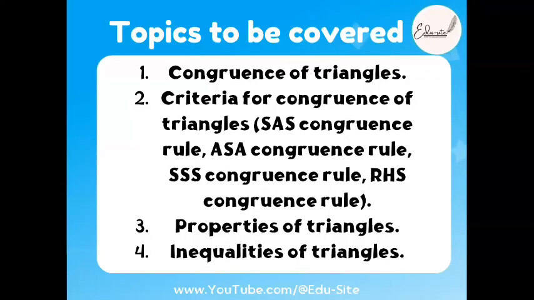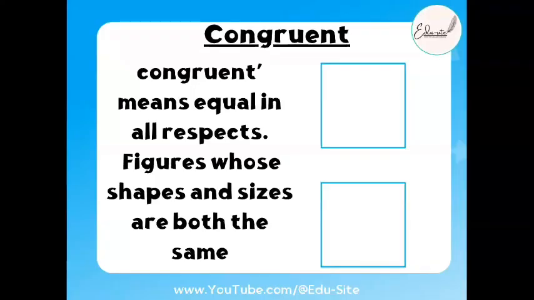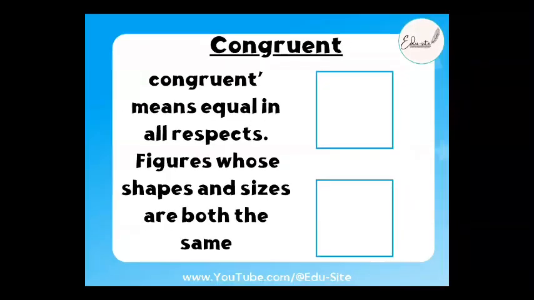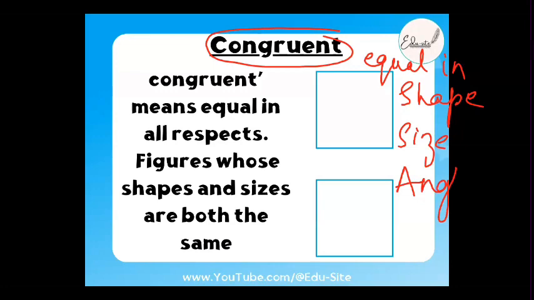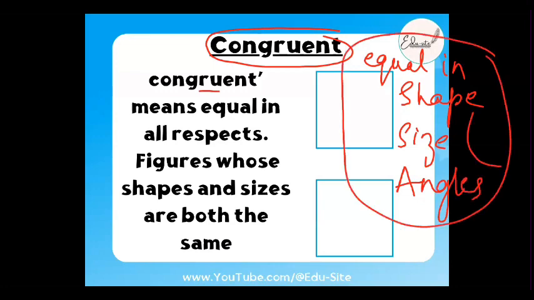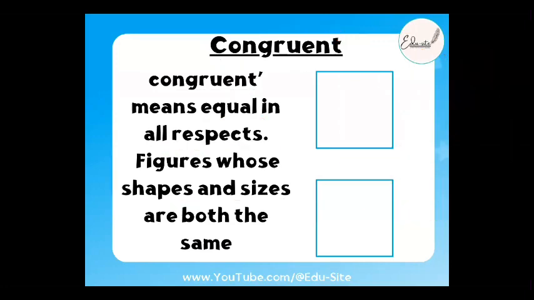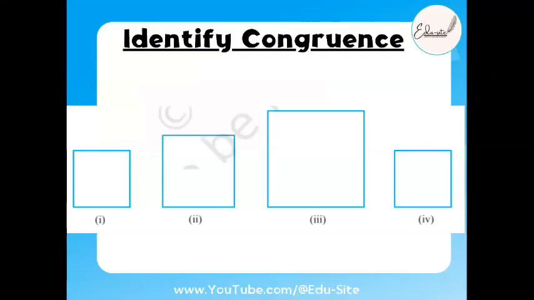Okay, we'll just quickly discuss congruency. What is congruency? What does congruency mean? It is nothing but equal in shape, equal in size, correct? Equal in angles, correct? The two figures have to be equal in shape, size, and angles. So what does congruency mean? It is equal in all respects. The figures should have the same shape, same sizes, same angles, and everything. Everything should be the same. That is nothing but congruency.